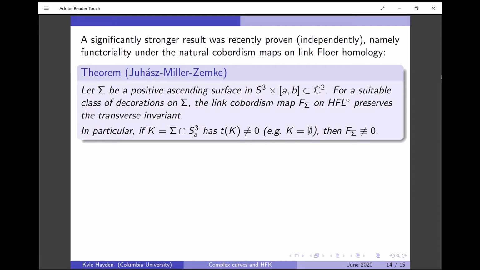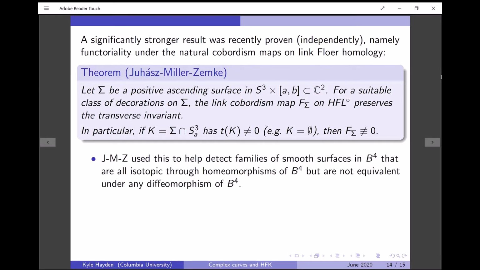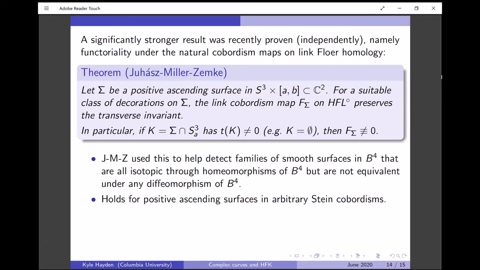And this non-vanishing of this natural link cobordism map is useful not only for studying the knots, but now actually for studying the surface sigma itself and surfaces that are related to it. So in particular, Juhász, Miller, and Zemke use this to help detect families of smooth surfaces in the four-ball that are all isotopic through homeomorphisms of the four-ball, but they're not equivalent under any diffeomorphisms of the four-ball. Okay, and the result holds not only for positive ascending surfaces in the thickened three-sphere, but more generally for positive ascending surfaces in arbitrary Stein cobordisms.